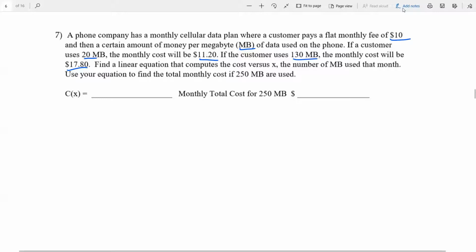So we really need to take 2 points that we're given. We have an x and a y. When the x is 20 megabytes, the charge is $11.20. When the x is 130 megabytes, the cost is $17.80. And we're going to call the first x, x1, the second x, x2, first y, y1, and the second y, y2. And we're going to find the slope of this line.